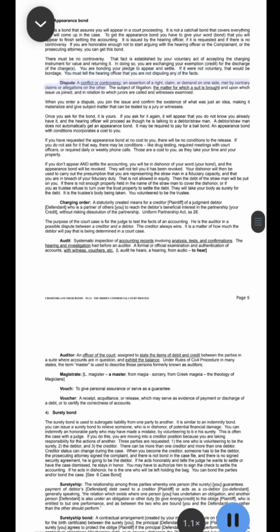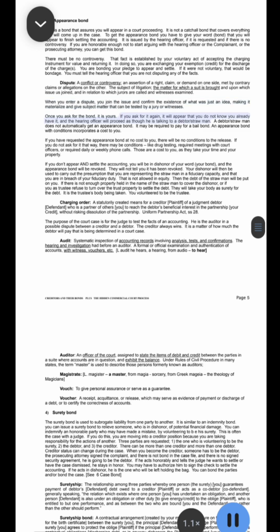Dispute. A conflict or controversy, an assertion of a right, claim, or demand on one side, met by contrary claims or allegations on the other. The subject of litigation, the matter for which a suit is brought and upon which issue is joined, and in relation to which jurors are called and witnesses examined. When you enter a dispute, you join the issue and confirm the existence of what was just an idea, making it materialize and give subject matter that can be tested by a jury or witnesses.